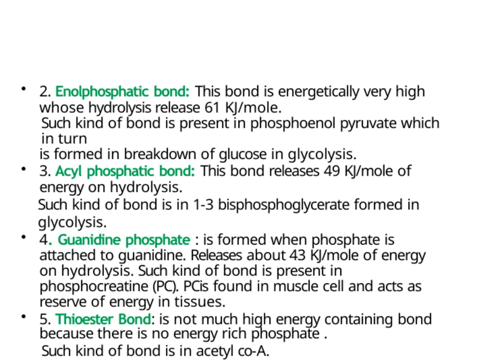Moving on, we have guanidine phosphate. This bond forms when phosphate attaches to guanidine, and it releases about 43 kilojoules per mole when hydrolyzed. A good example of this is in phosphocreatine, or PC, which is found in muscle cells. It acts as a quick energy reserve in tissues, especially during intense activity.